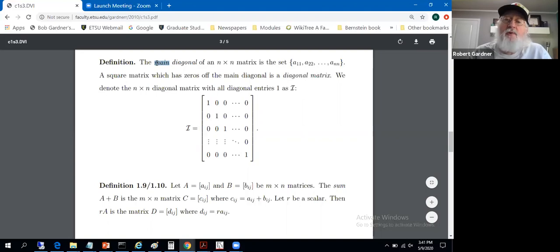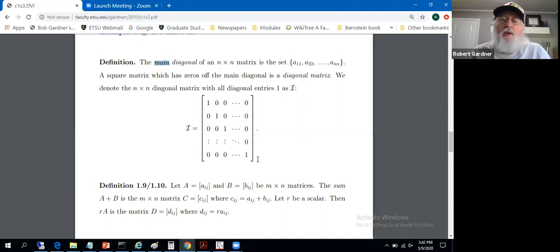This won't come up in this course. Entries one unit off of the main diagonal are sometimes of interest as well, but not for us. Take a more advanced theory of matrices class. We have a graduate version of it at ETSU, and you'll talk more about some of these other off-diagonal entries. But for us, we'll be interested only in the main diagonal, if we take an interest in any kind of diagonals.